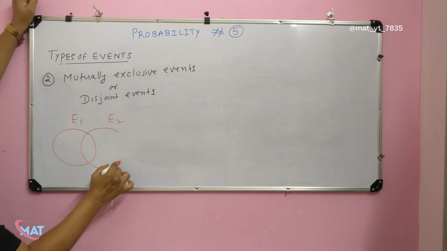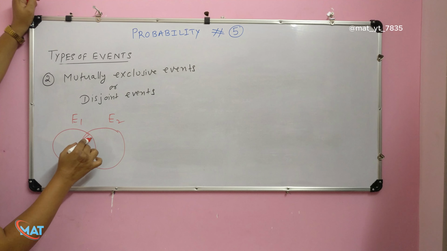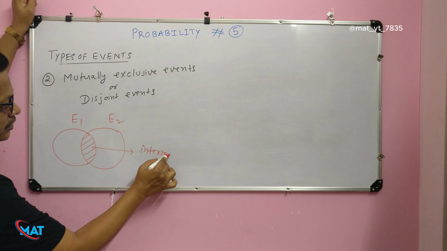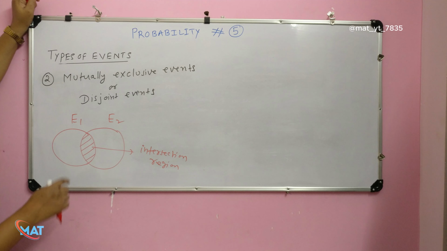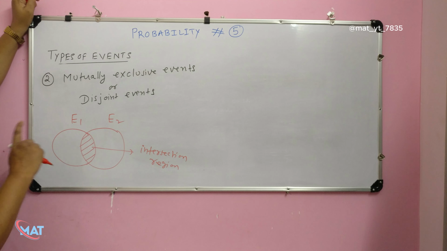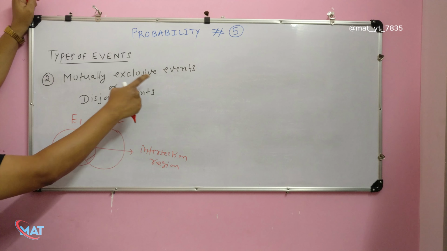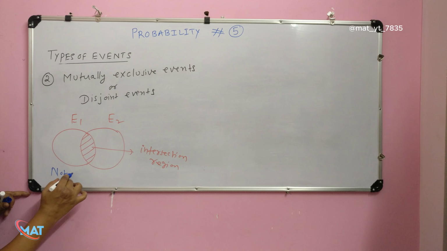If you find it like this, it means overlapping is there. E1 and E2 are overlapping. This is called the overlapping part, meaning the intersection part. Intersection region you can write. If they overlap, it means there are some outcomes which are similar in E1 and E2. Because of this region, these are not called mutually exclusive. Mutually exclusive means separate. They are joint events. So here we can give the indication that these are not mutually exclusive.